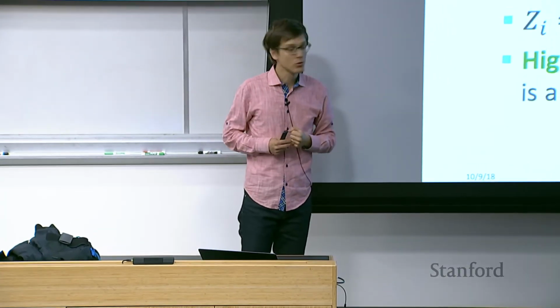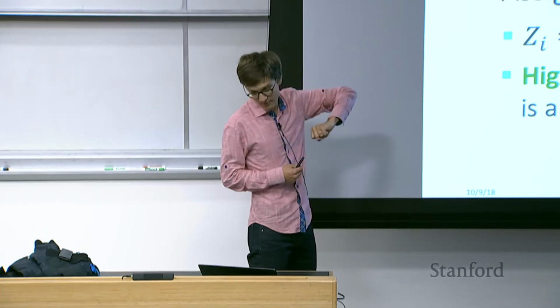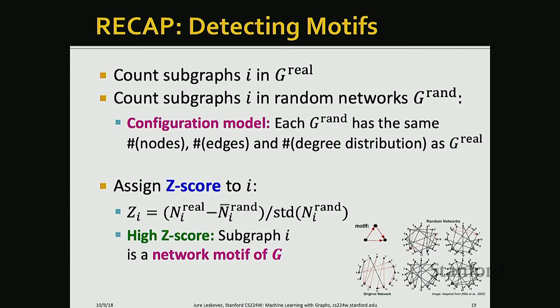So to conclude, to recap, we will take a real graph, we will compute the number of instances of subgraph I in them. Then we will use this switching model or the configuration model to create many random instances of that graph. And then we will compute the z-score as I explained. And if the z-score absolute value is high, which means highly negative or highly positive, then we will say that this subgraph is a motif. It's a highly over- or underrepresented subgraph for a given network, okay?